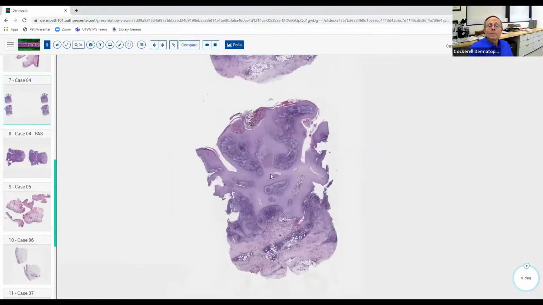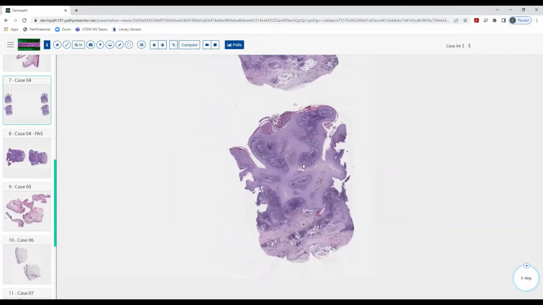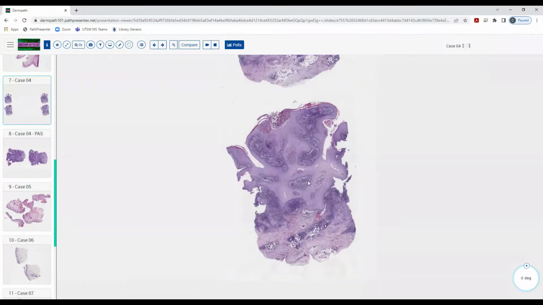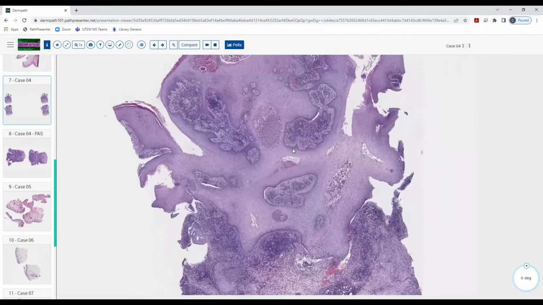All right. Who wants to give this one a go? I could try this one. So it seems like a lot of pretty extensive epidermal hyperplasia, potentially pseudoepitheliomatous hyperplasia here. Good. Excellent.